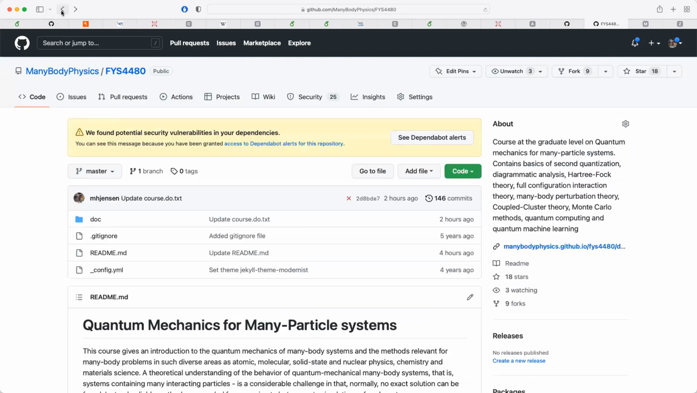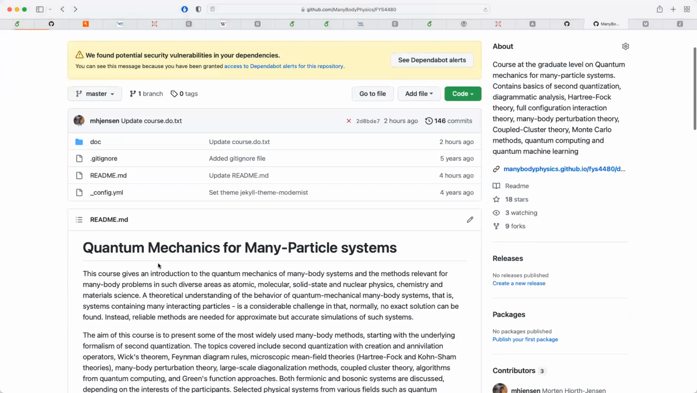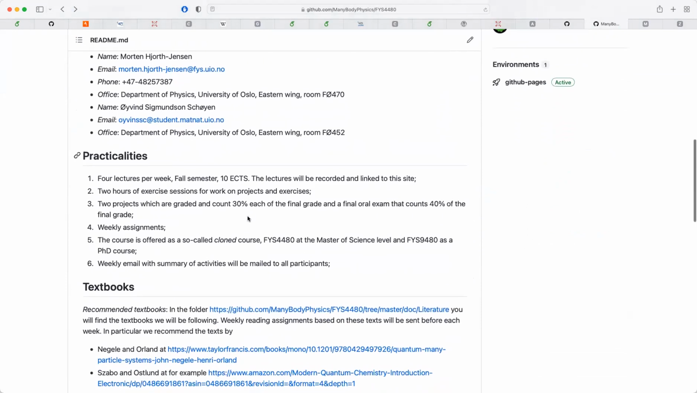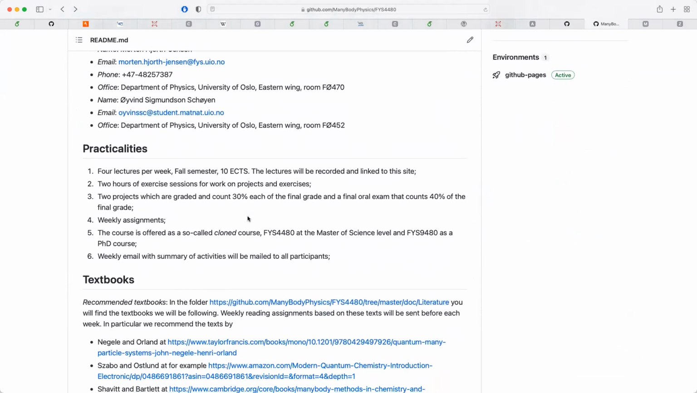you will find the README file here, where we have the basic information, where you find my office and Eyvind's office. We have 2 projects here, and they count 30% each of the final grade. And we also have a final oral examination. The typical thing we do in the oral examination is that, based on what we've gone through during the semester, you can make a presentation and choose among topics and present them as a kind of final presentation, not exactly a paper.